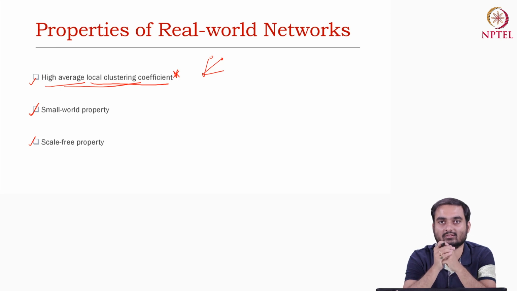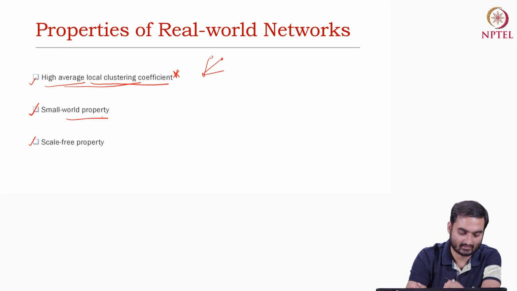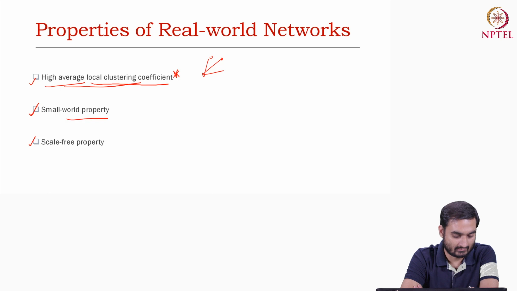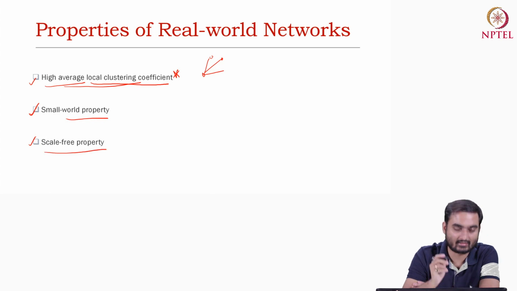The shortest path distance between any pair of nodes in a network is very small, and how small it is we will discuss today. So that is the small world property, and then we have the scale free property.